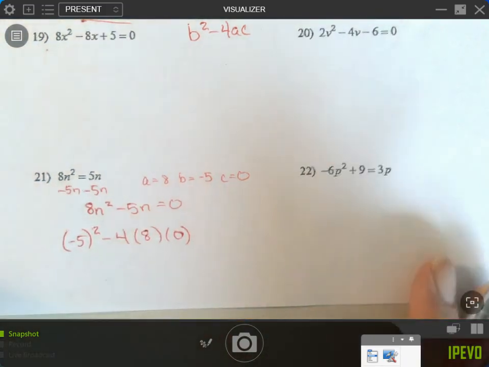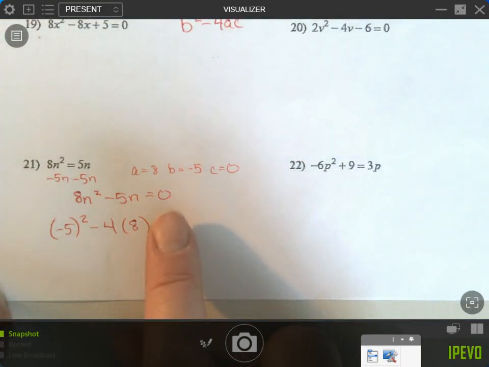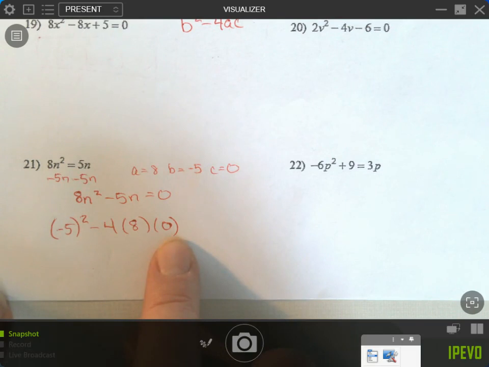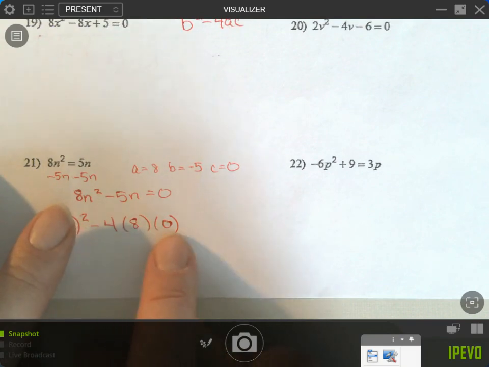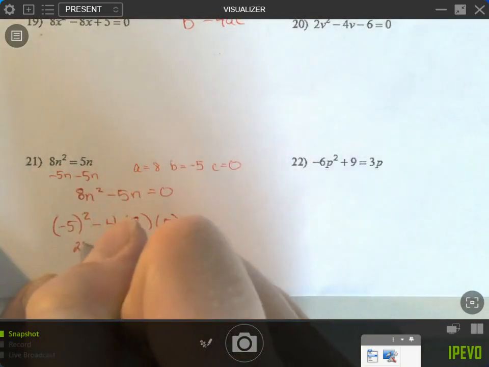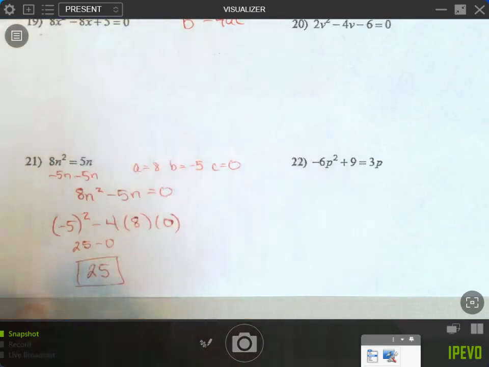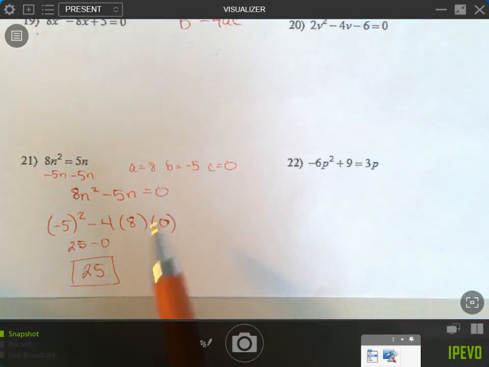And here's the problem. A lot of you just ignore the 0 because you're like, well, it's 0. But that 0 is important because what happens to this whole chunk? Well, it's negative 4 times 8 is negative 32. And what's anything times 0? 0. So you really have 25 minus 0 or 25. So I notice a lot of mistakes because people were just dropping it. And the 0 is important to put in there.